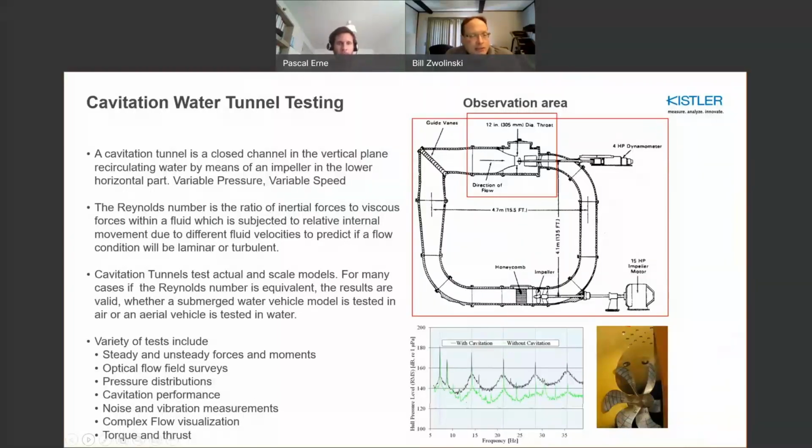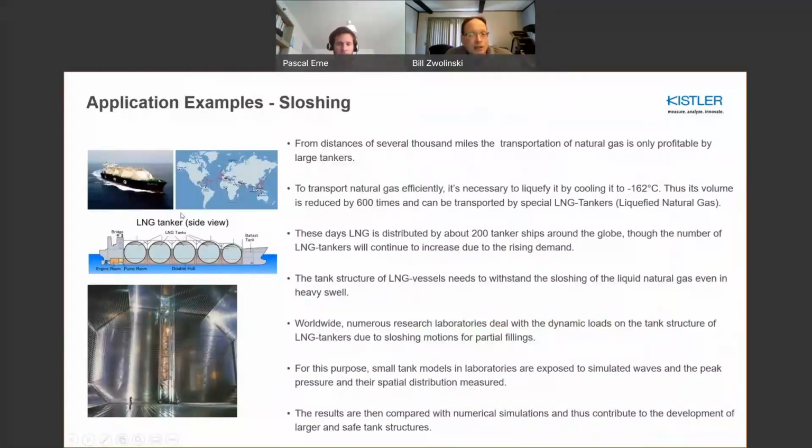So there's all kinds of different tests that are performed. It could be a torque and thrust test. It could be vibration or cavitation, pressure distributions and disturbances, as well as just laminar flow, steady and unsteady forces or flow conditions. In terms of sloshing, for the liquid natural gas industry, there's a lot of research done in ship stability and certainly how to ensure ship safety in high sea state with liquids sloshing around in these tanks. And certainly each tank might have baffles to damp out the oscillations as well. Very important application.